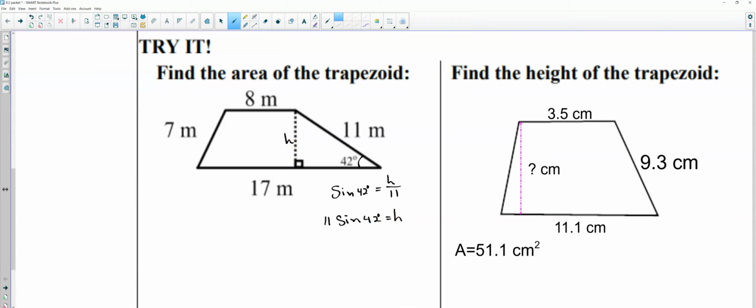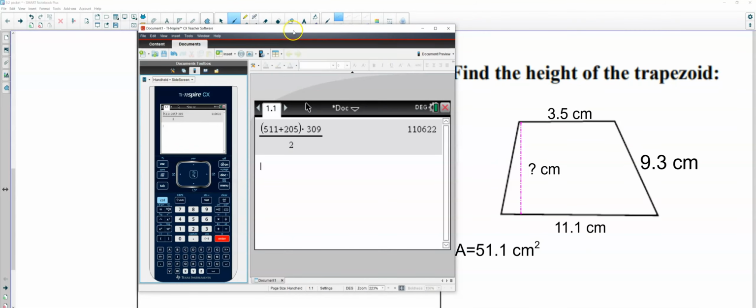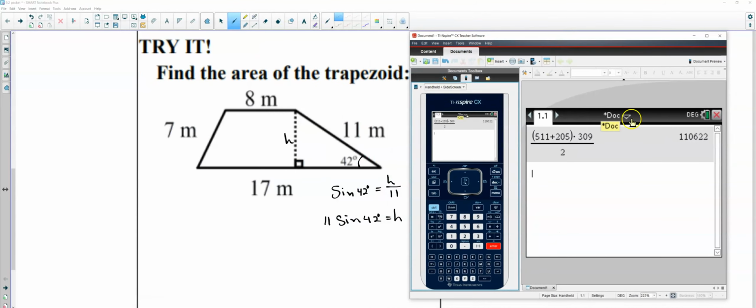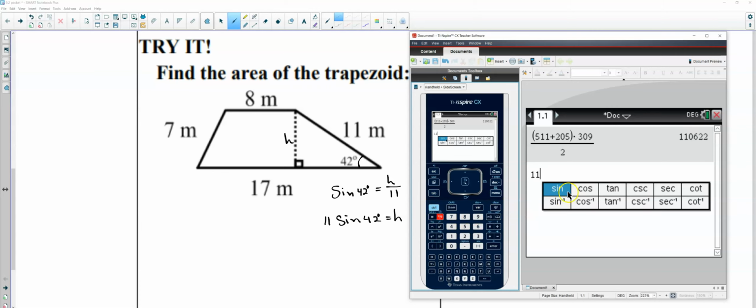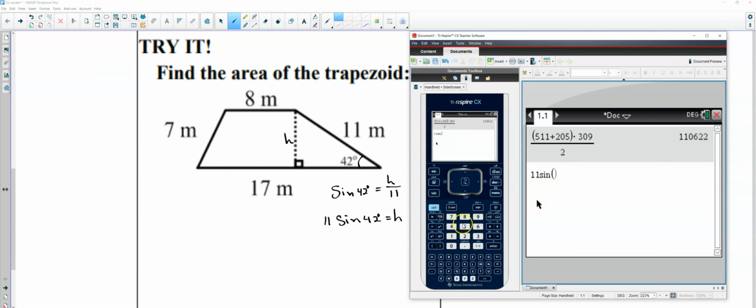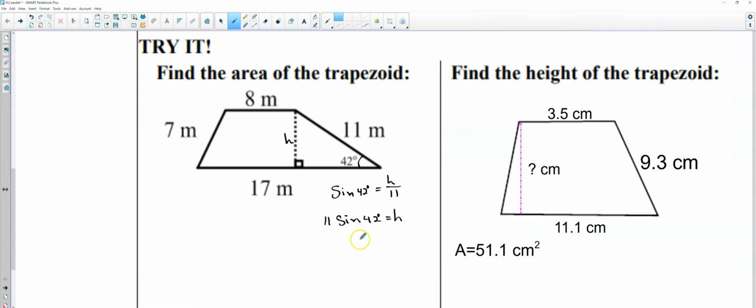So let's go to the calculator. Make sure the calculator is in degrees. It is right here, see it? So we're going to say 11 times sine of 42. Enter. And that's 7.4. So the height is approximately 7.4, and we're going to go with that one.